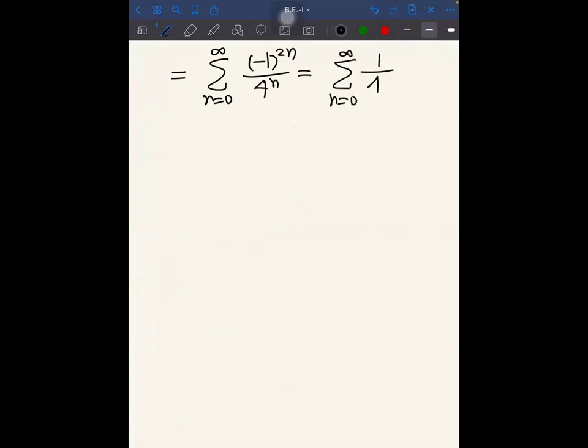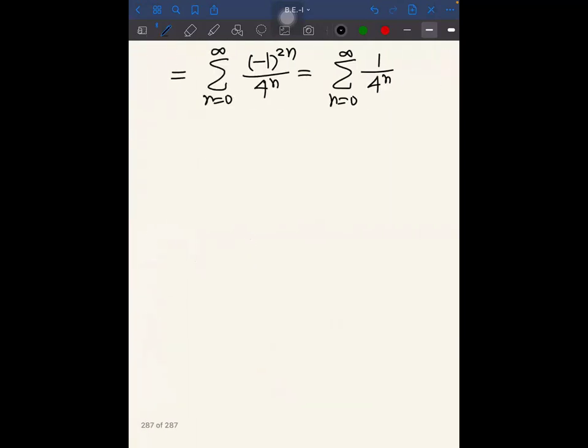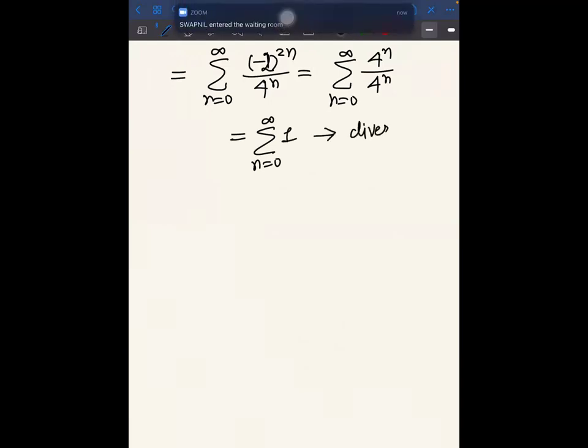Sorry, it is minus 1 minus 1, which is minus 2, raised to power 2n. Okay, so that minus is gone. So this becomes 4 raised to n upon 4 raised to n, right? So is it convergent or divergent? Divergent. Why? Because we are adding 1 infinitely many times, so therefore it is divergent.